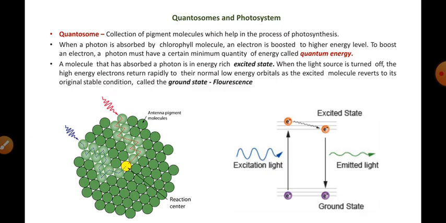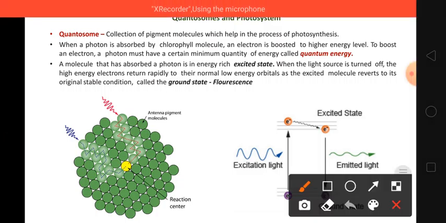What is quantosome? Quantosome is considered to be the collection of pigment molecules which help in the process of photosynthesis. So when we speak about a photosynthetic unit, it has one chlorophyll A that is surrounded by the other accessory pigments. So the one chlorophyll A is called the reaction center. This yellow color structure that you see is chlorophyll A. And surrounding it are the accessory pigments. Okay. And this whole unit is also called the antenna pigment molecule, or the antenna complex.